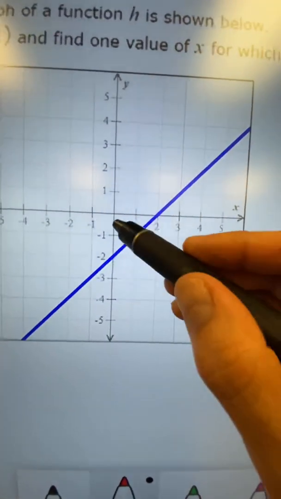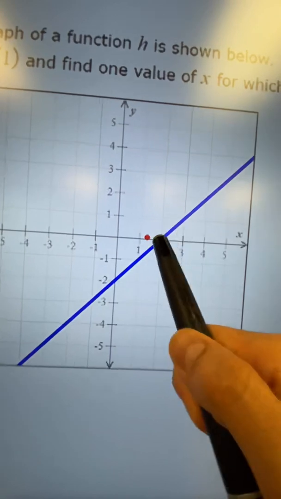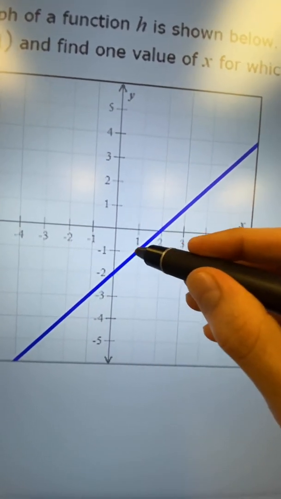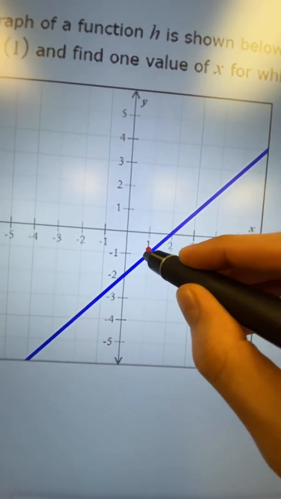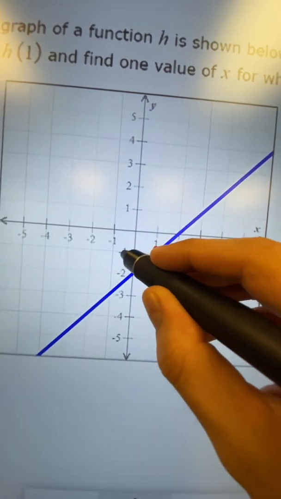Another way to think about it is if I have to go here, right, to x is 1, I have to go down 1 to get to this point. And I just ask myself, what is the y value at this point? The y value is here, negative 1.